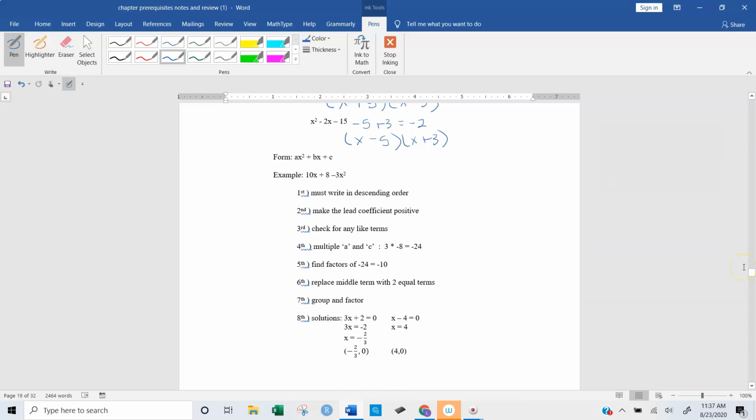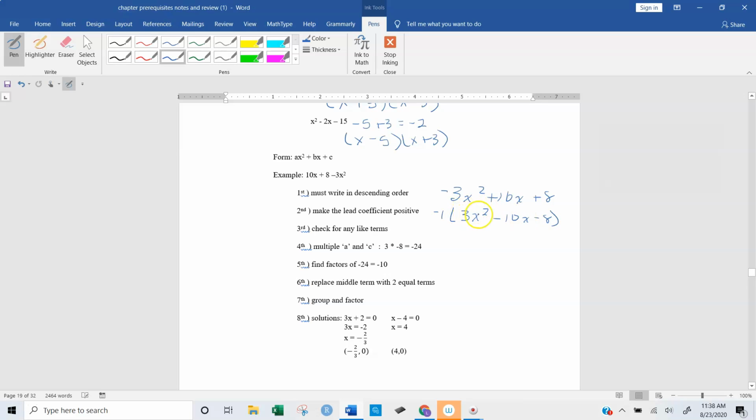All right, and I made this one ugly on purpose so that you realize that this is something you should be doing. Step 1 is this is not in the right order, so we have to write it in the right order. So it's minus 3x squared plus 10x plus 8. Next step, I want this to be positive. It just makes my life a little easier. So I'm going to take out a negative 1, but I have to take it out from everybody. So that's 3x squared minus 10x minus 8.